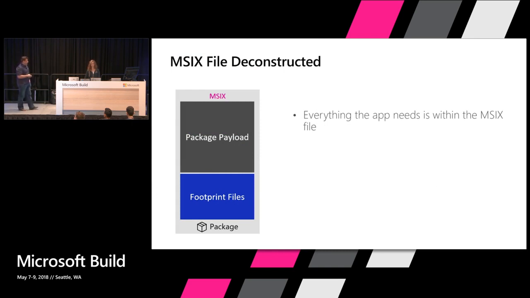So let's really talk about the MSIX file and kind of go and deconstruct it. One of the coolest things about the MSIX file is everything you need is within the file. It's kind of self-portable. It just installs on its own. You don't have to take multiple files apart. It consists of the package payload, which is all the files you make as the developer. And then when you package, we put these footprint files in place.